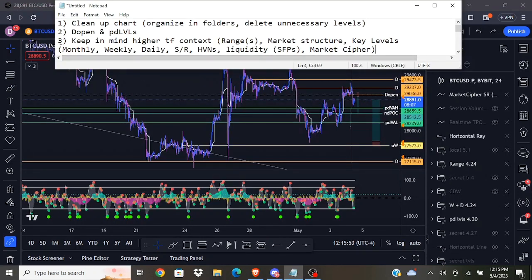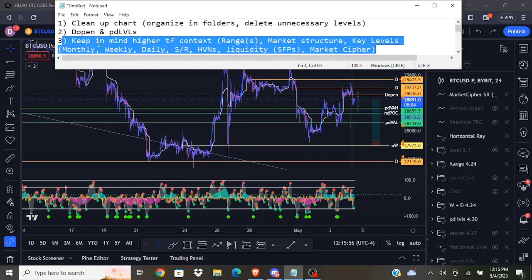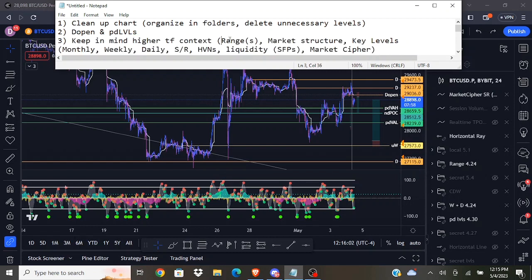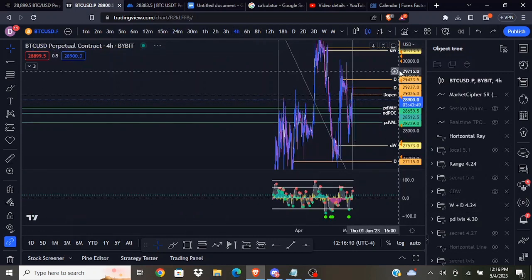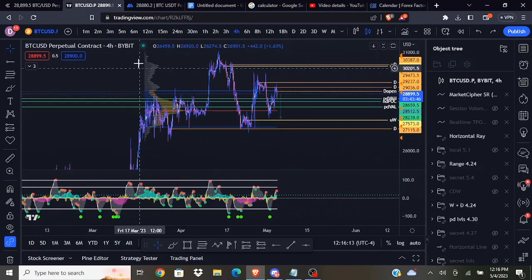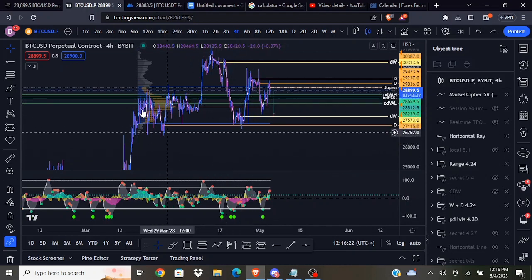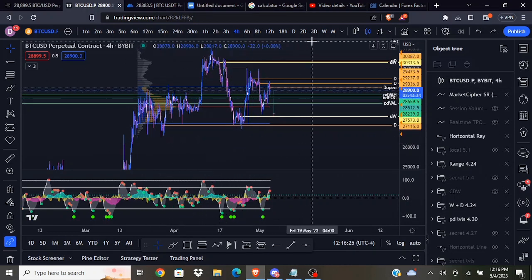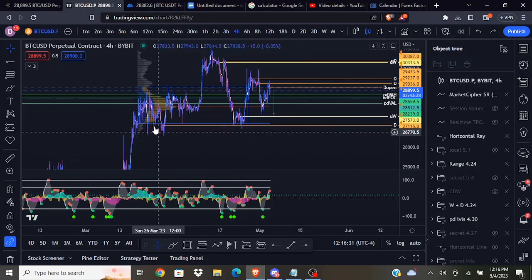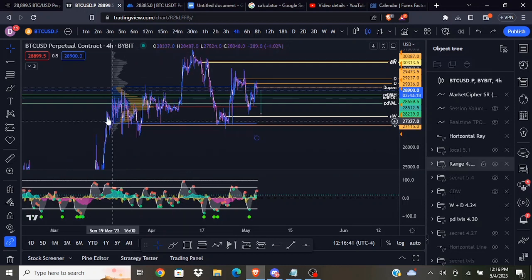Before I start looking locally for trade ideas, I want to refresh myself on the higher term context. Keep that in mind, whether we're in a higher term range or we're looking at higher term market structure. This context is very important. For example, right now, the higher term context is that we are in a range. We've been in a range for about a month and a half, give or take. Higher term market structure, I've gone over that many times in my videos. The weekly market structure, the daily market structure, those are very important to keep in mind. The higher term context can help you create a bias.